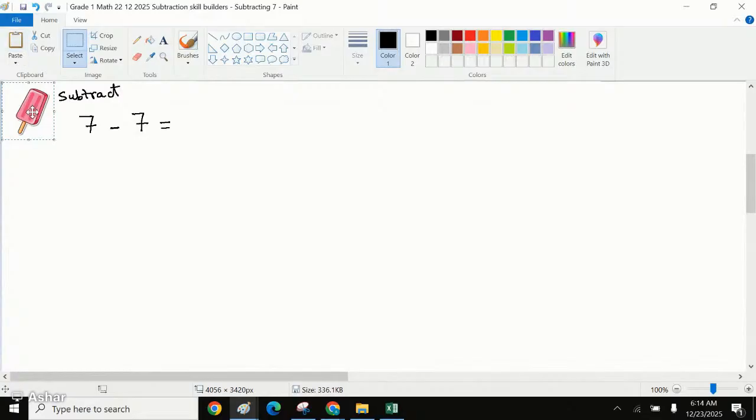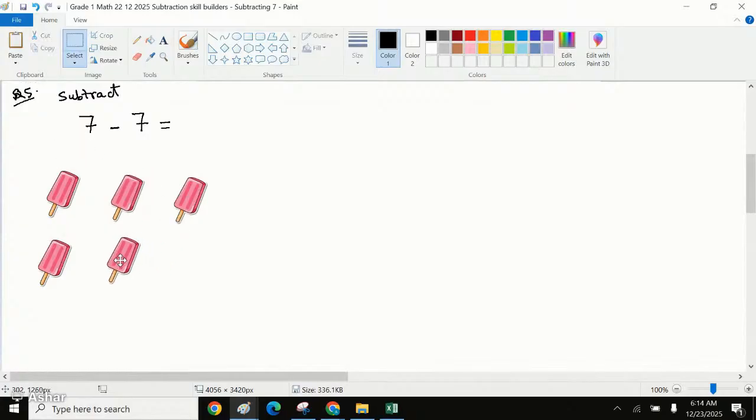1, 2, 3, 4, 5, and 6 and 7, right? If you have 7 ice creams and you have 6 friends, if you give everyone ice cream and you take one, how many ice creams would be left? Can anyone answer?